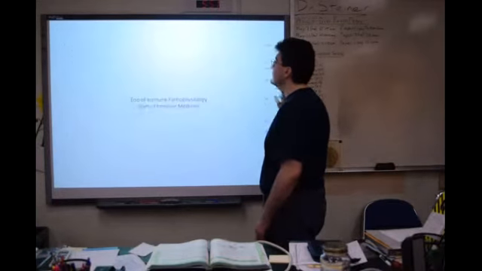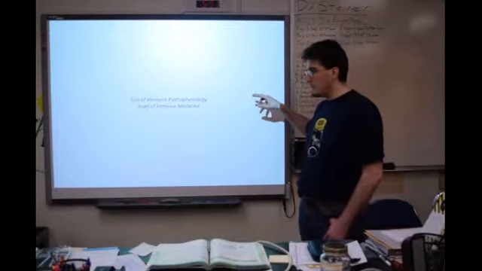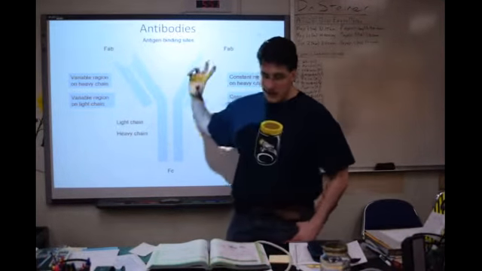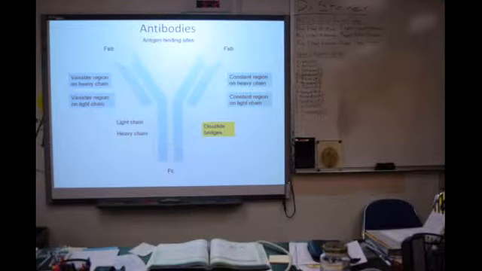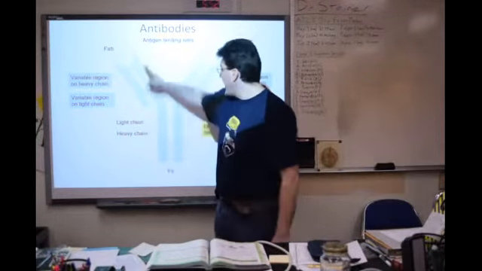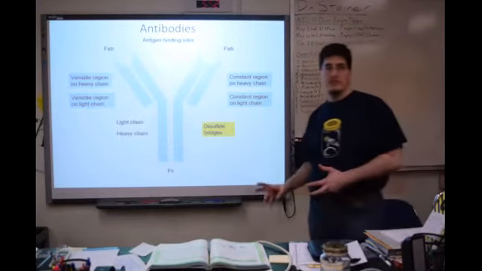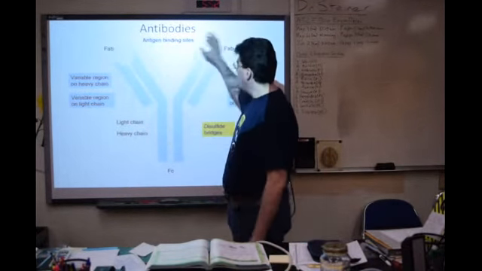Now, let's start immune medicine. This is your basic structure of an antibody. The basic structure of an antibody includes 2 light chains and 2 heavy chains. Light chain, light chain. Heavy chain, heavy chain. And it's split into 2 regions. The constant region and the variable region.